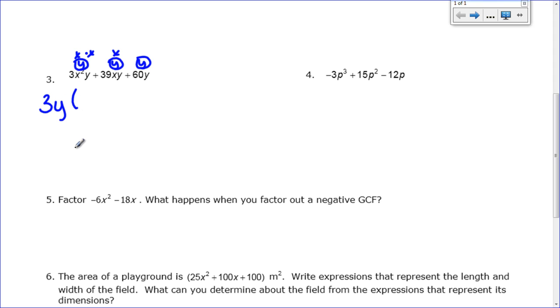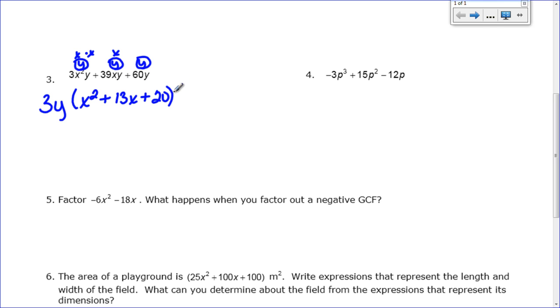Now as for what's left, it's just what is remaining. So I've taken out the 3 and the y from this first term, so there's just an x squared left. If I take the 3 and the y out of this term, I have to do 39 divided by 3, which is 13, so this becomes 13x because I've already taken out the y. And then if I do 60 divided by 3, that becomes 20. And I've already taken out the y, so I don't have to remove it anymore.